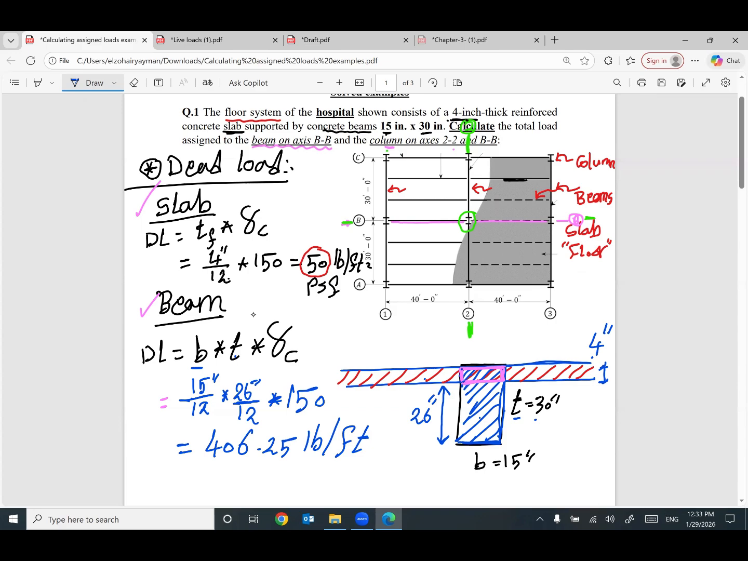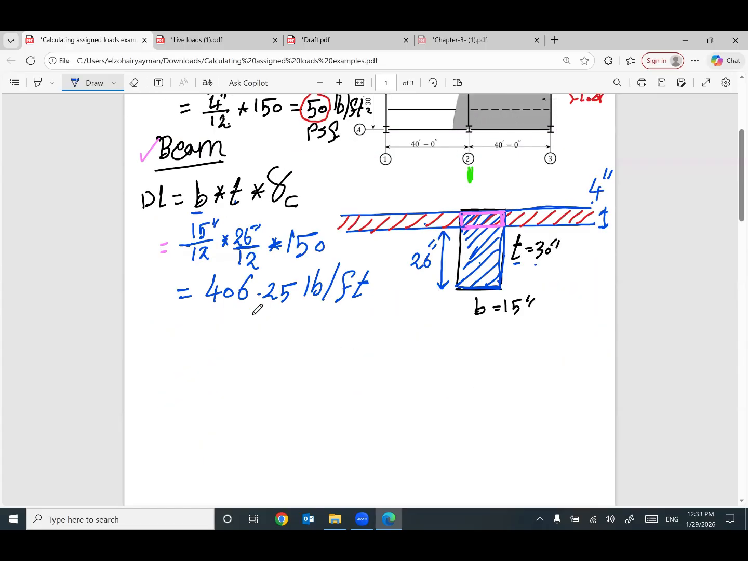That makes sense? So I figured out the value of the dead load on the slab and on the beam. The next step, how much is the value of the live load?